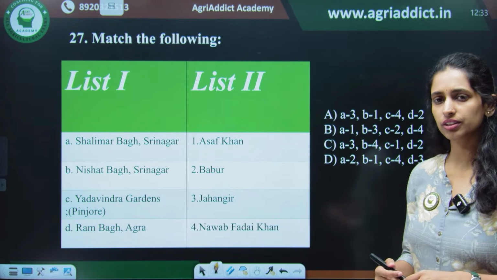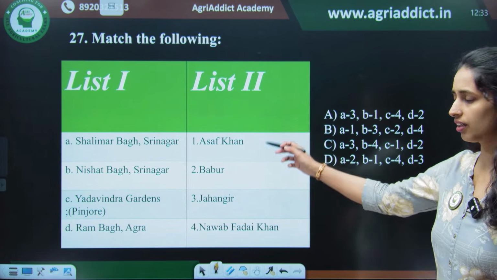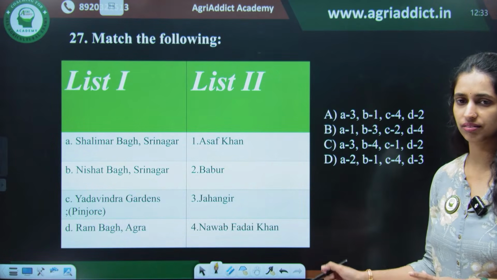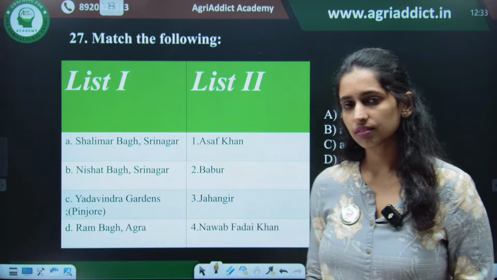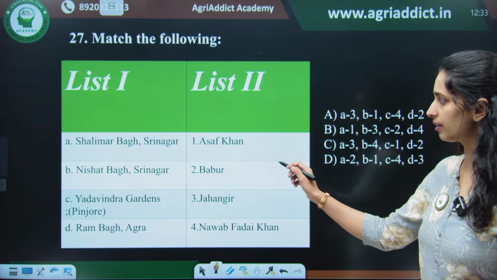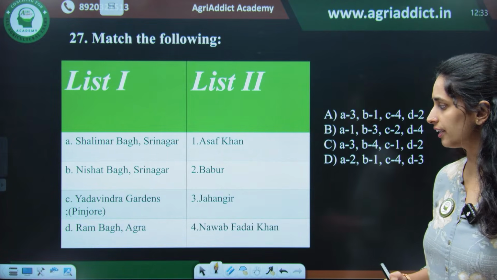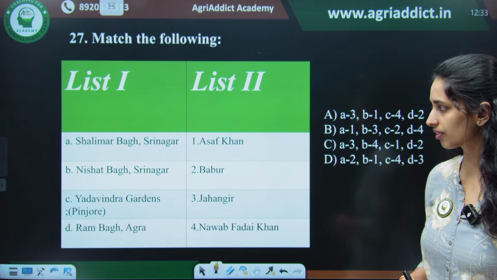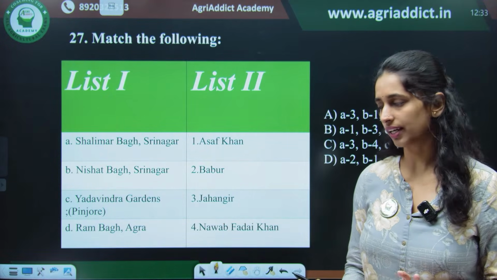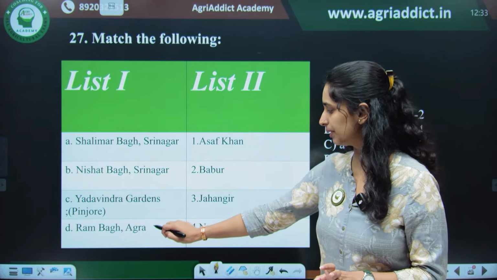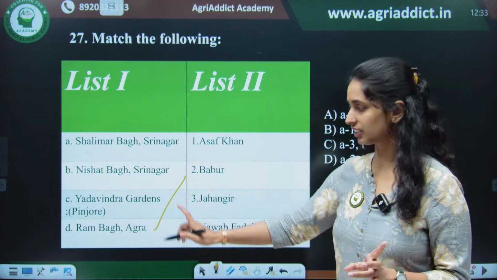And 27th question. List one about different gardens and who built that garden. Okay. First one, Shalimar Bagh, that is in Srinagar, Nishat Bagh, Yadavindra Gardens, Ram Bagh. इसमें राम बाग और आराम बाग, सबसे आसान कौन सा है? Aram Bagh, that is built by the Babur. So others you may get confused. So you can check the answer.